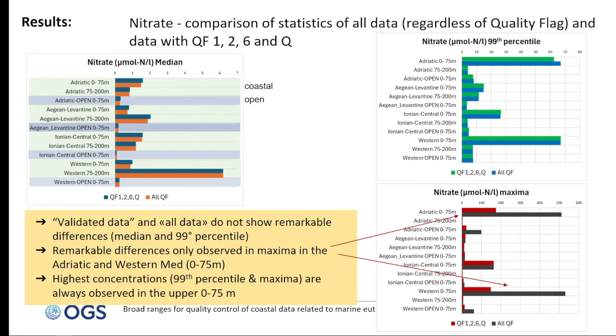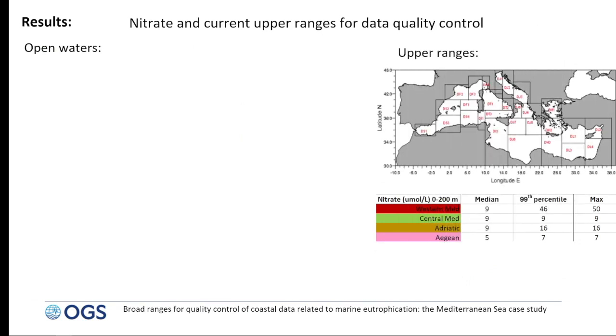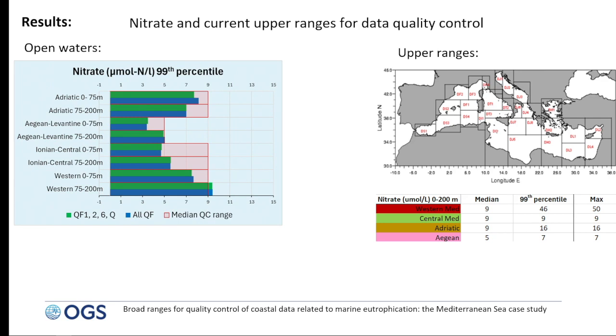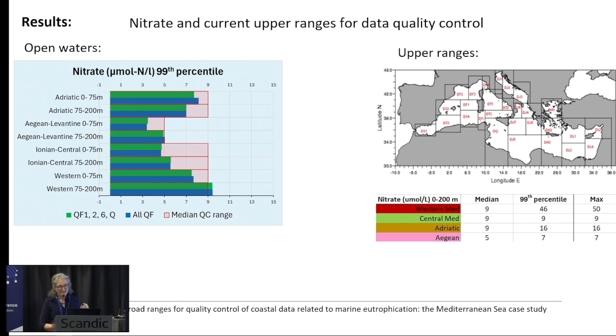And the highest concentrations are usually observed in this top layer, 0 to 75. So we did this because now we do the validation in a broader depth range, which is from 0 to 200. So now we do not take into consideration that the variability is mainly related to the top layer. So we compared the ranges with the concentrations in the open waters. So the red area, the pink area, is the range of concentration now used, and the blue and green are the concentrations using the 99th percentiles of all data.